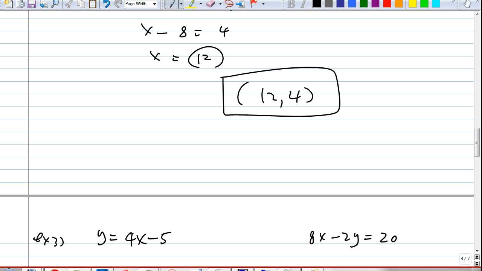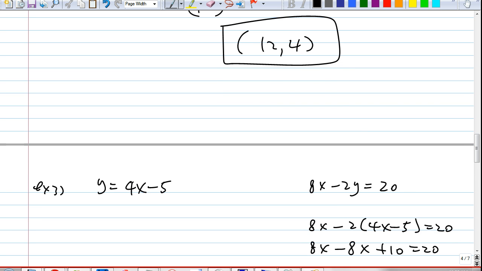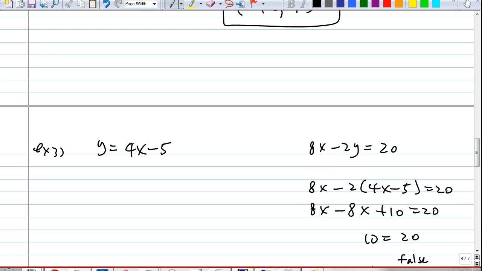Try this. Okay, this one's kind of interesting, guys. It's already solved for y, so do I have to solve for any of the variables? No, so you just simply plug it in. And so when I plug it in there, I get 8x minus 8x plus 10 equals 20. Now I get 10 equals 20. What does 10 equal to? 10. It does not equal 20. So this is a false statement.